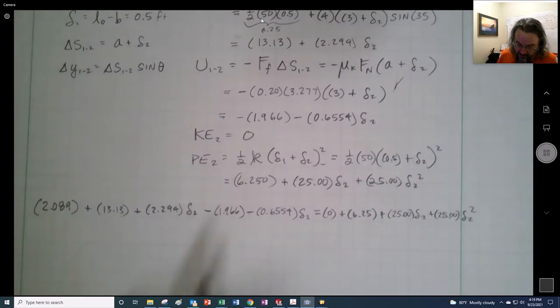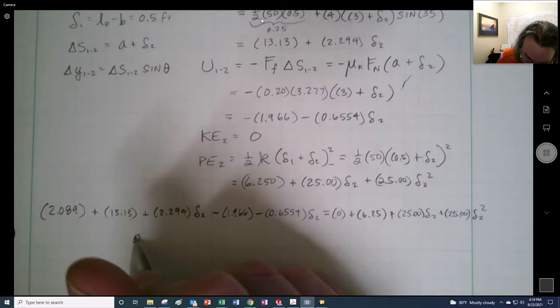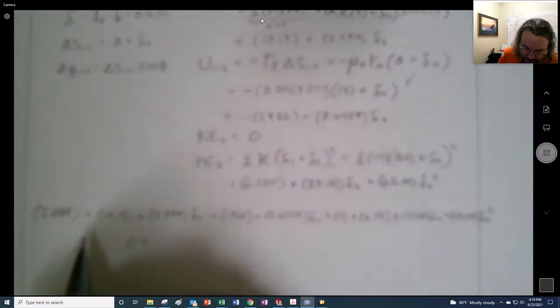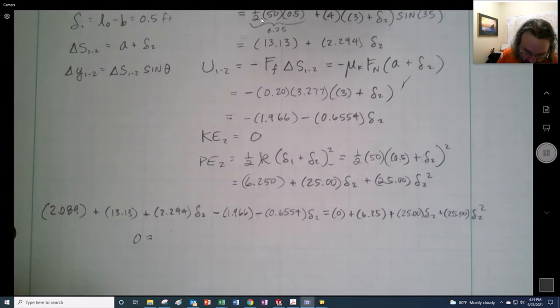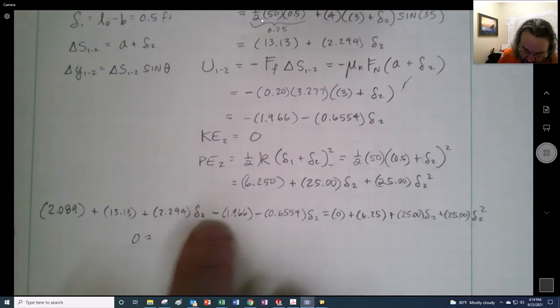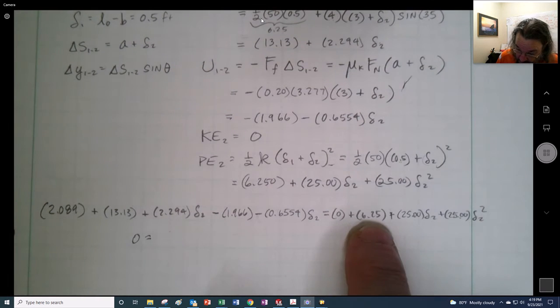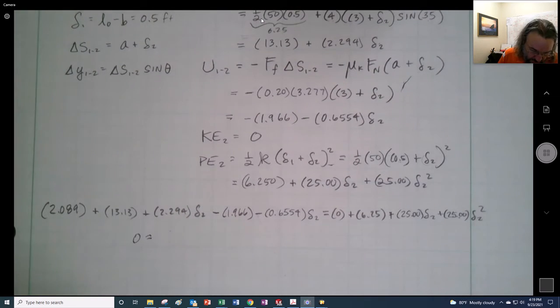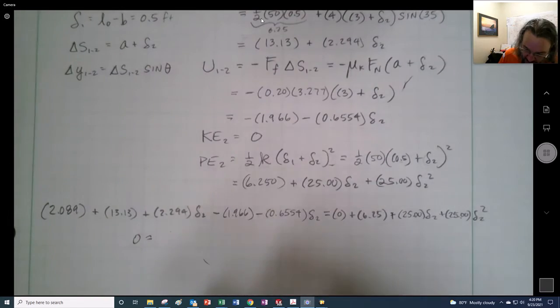Collect all those things together. Let's collect all the constants. Let's put them all onto the right-hand side. So we're going to have 0 equals, and on the right-hand side, I'll just start out with this. 2.089 plus 13.13. I'm going to do them on the left-hand side, then make them negative. That's really what I'm doing. And I'm going to subtract out 1.966 due to friction. And then I'm also going to subtract out the 6.25. Boom. Right? So now I'm going to bring them over to the right-hand side.